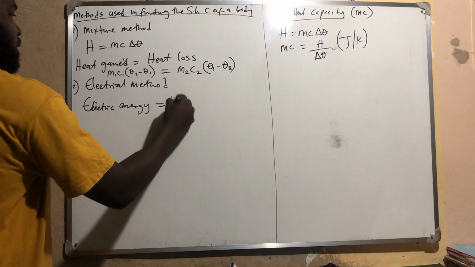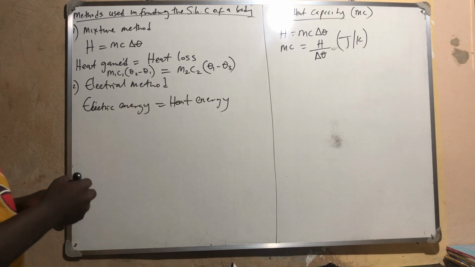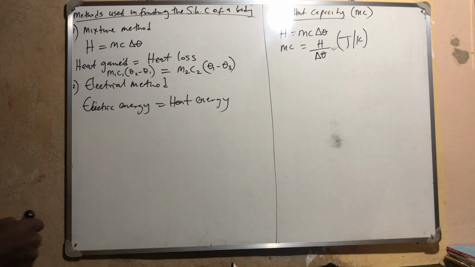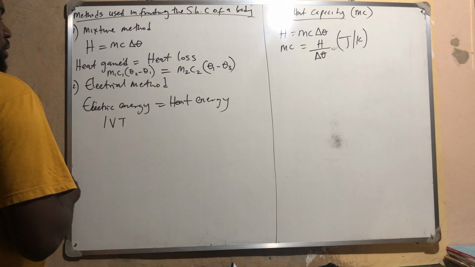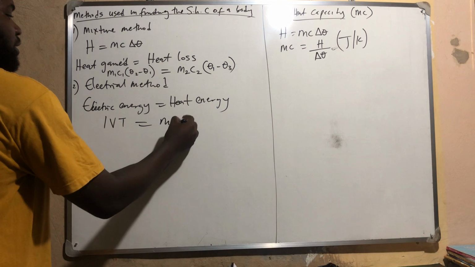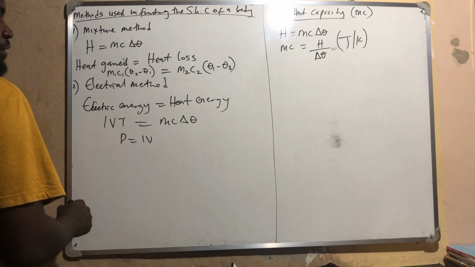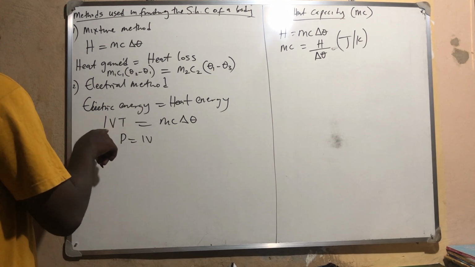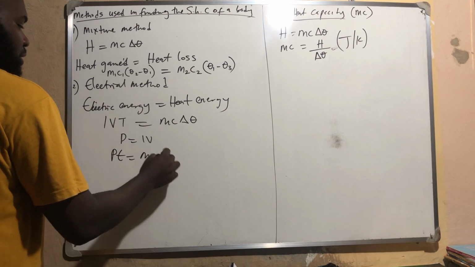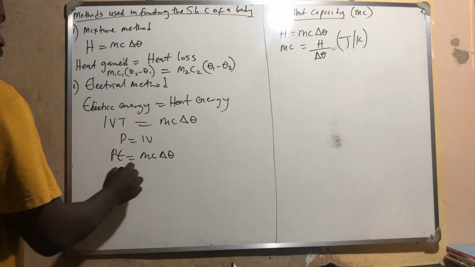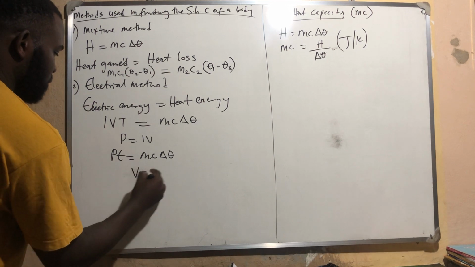Electrical energy is equal to heat energy because energy is equal to energy. Now, if you remember in electricity, or if you have not watched our video on electricity, please do that so you can remember. Energy is equal to IVT, which is equal to my heat energy, MC change in temperature. Now, don't forget that power is equal to IV. If I replace IV with power, I will have PT equal to MC change in temperature. And don't forget that V is equal to IR.